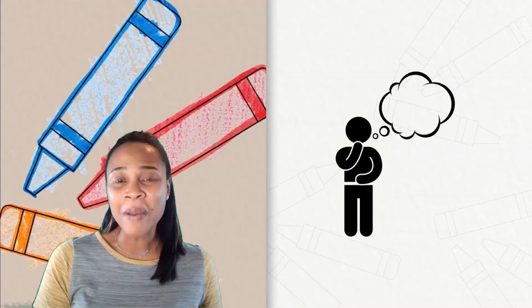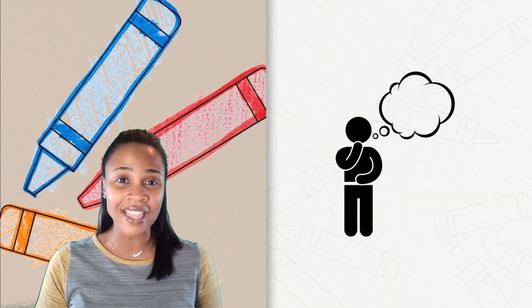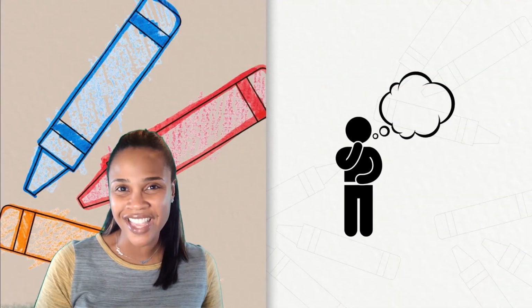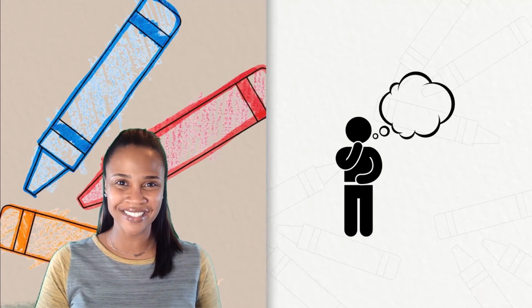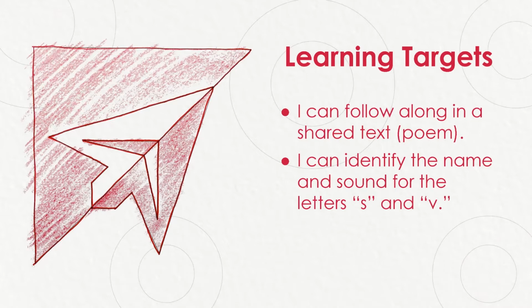Materials. For our materials today, the only thing you need is your thinking cap. So it's time to get our brains ready. We have 2 learning targets for today. The first target is, I can follow along in a shared text or poem. The second target says, I can identify the name and sound for the letters S and V.